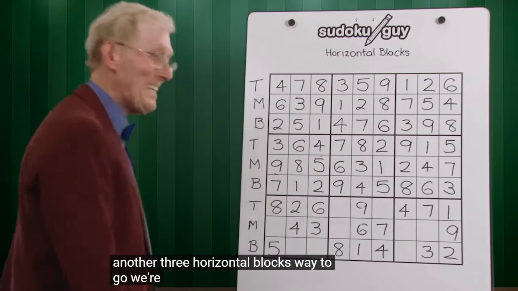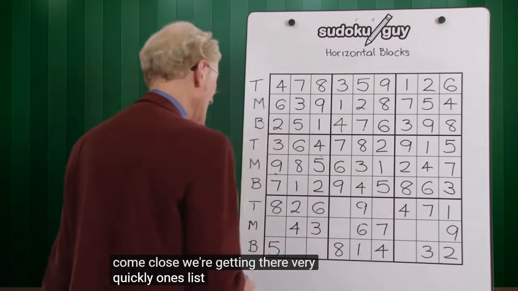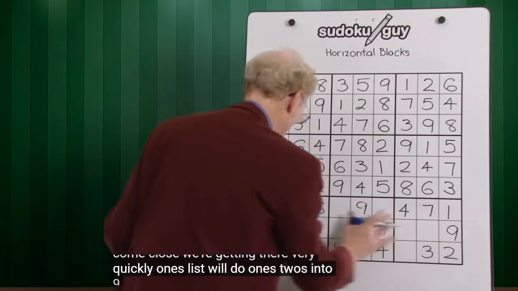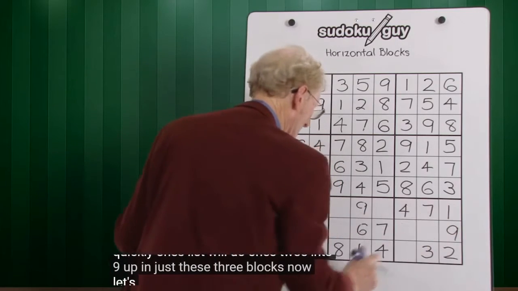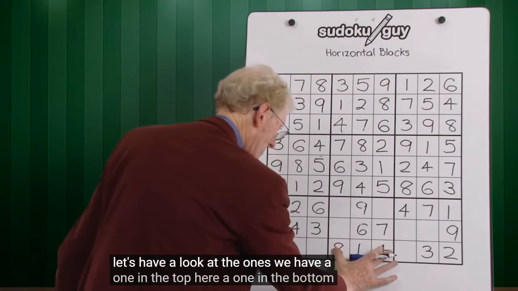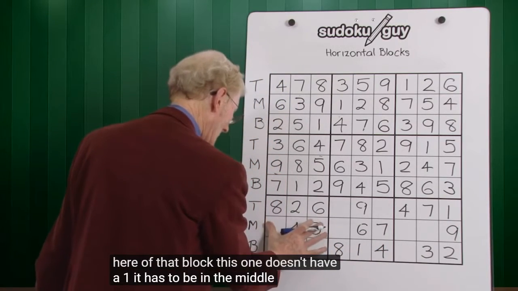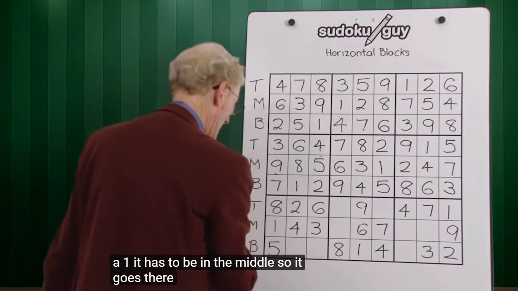Way to go. We're getting there very quickly. We'll do 1s, 2s to 9 up in these 3 blocks now. Let's have a look at the 1s. We have a 1 in the top here, a 1 in the bottom here of that block. This one doesn't have a 1. It has to be in the middle, so it goes there.